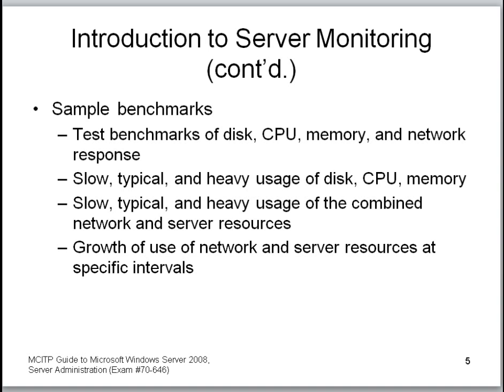Some sample benchmarks, benchmarks of disk activity, and we've found over the years that disk utilization is one of our big issues, particularly when we get into virtual machines. CPU goes up and down. CPUs are generally powerful enough in today's machines that, yeah, you're going to have spikes. It's going to spike to 100%.